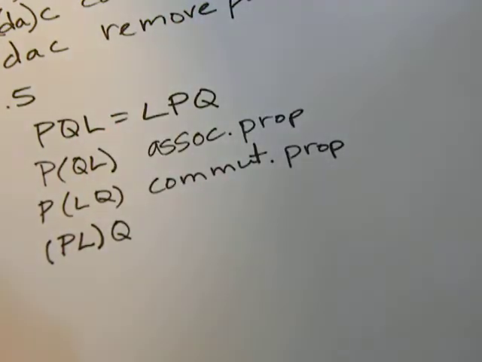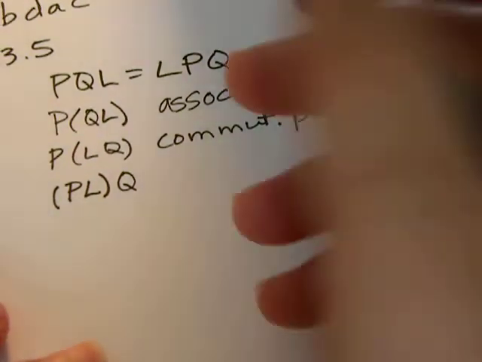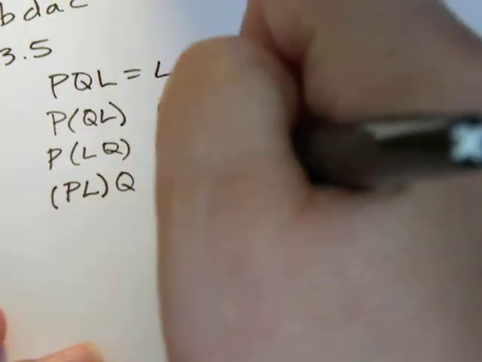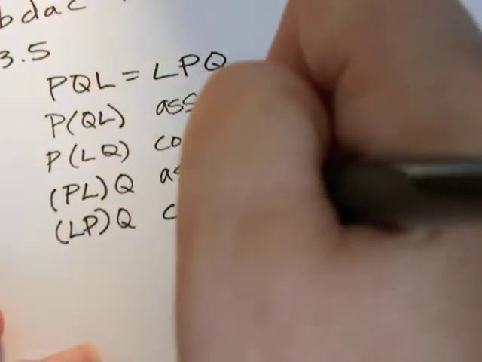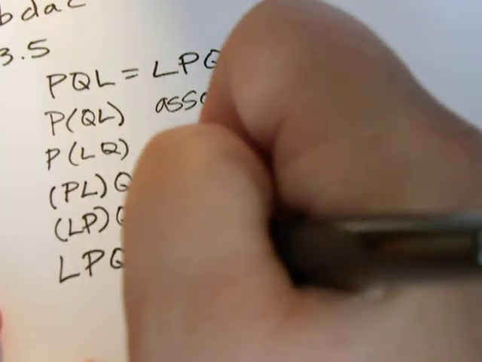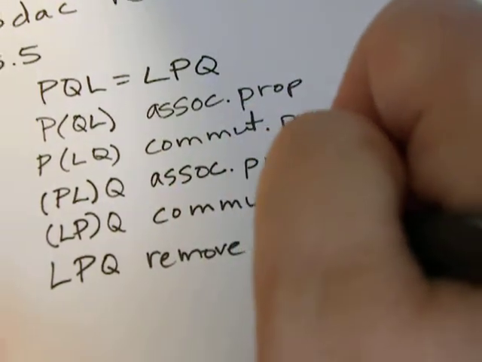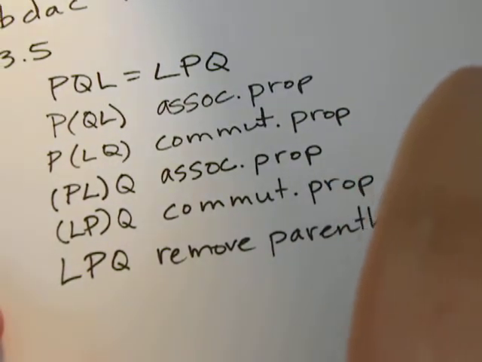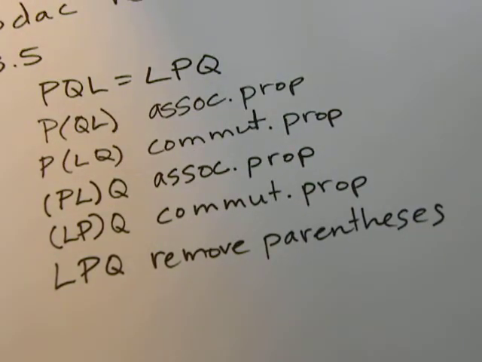Then I'm just, without removing the parentheses, because that's a step that I'm going to skip, move those parentheses over and use the associative property. Switch them using the commutative property. And then we are where we want to be. Remove parentheses. So we started out with PQL and we ended up with LPQ. It's kind of like a little puzzle.